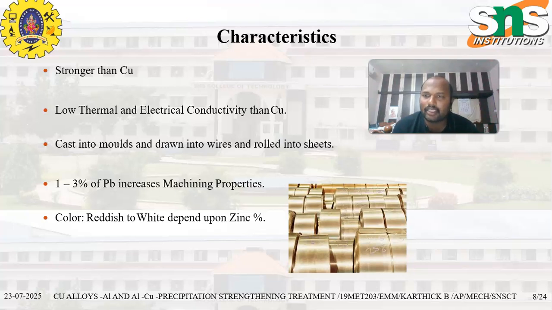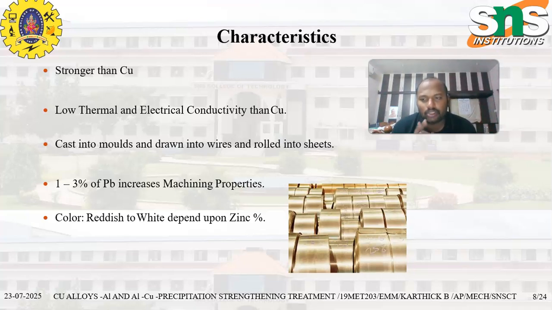It has lower thermal and electrical conductivity compared to copper. Once copper is mixed with other elements and forms a new alloy, there will be changes in characteristics, with increases and decreases in mechanical properties, and this is one of them. The third point is that it can be molded into wires and rolled into sheets. In the market, you can see brass sheets and brass wires, which is due to the mixing of zinc.